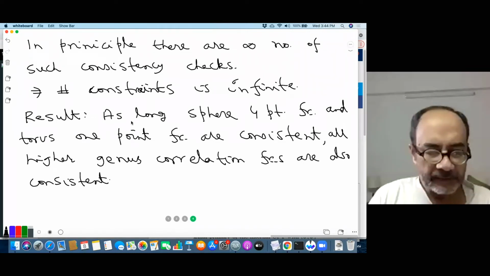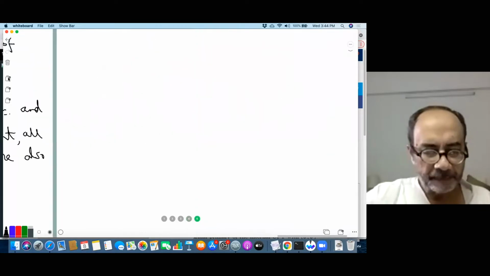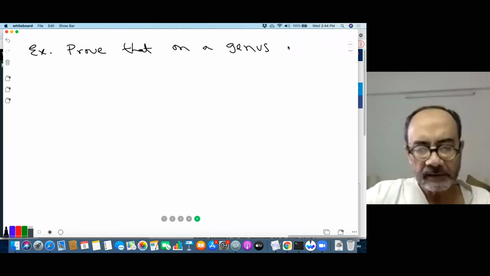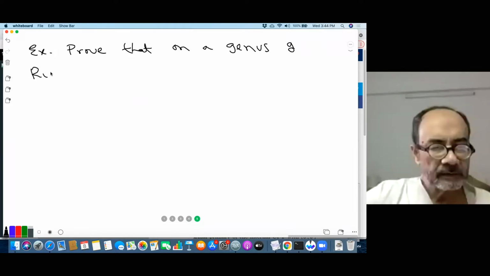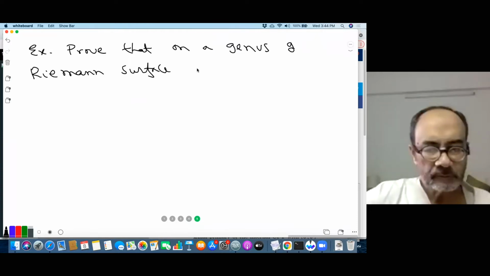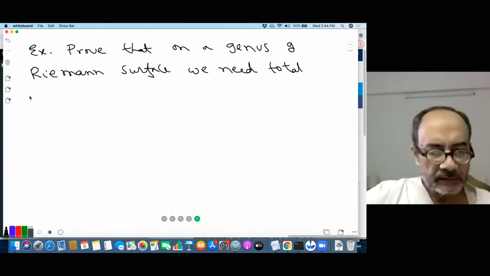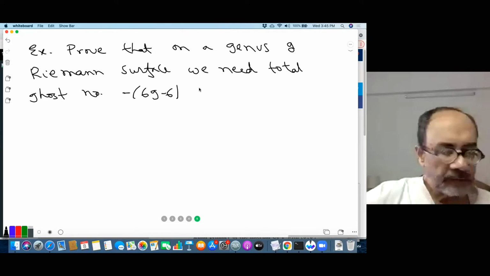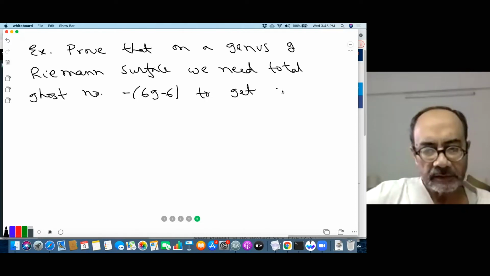Now let me give an example, an exercise. Exercise: prove that on a genus G Riemann surface, we need total ghost number 6G minus 6 to get a non-zero correlator.